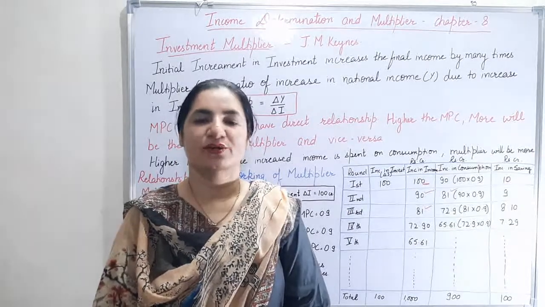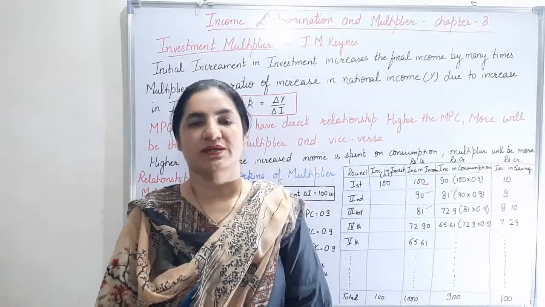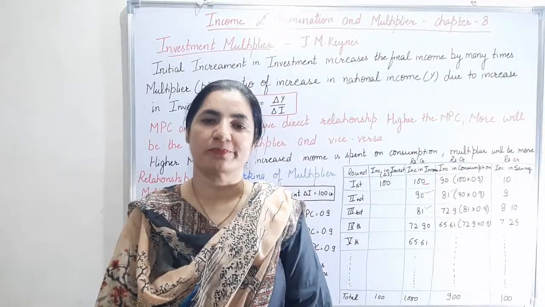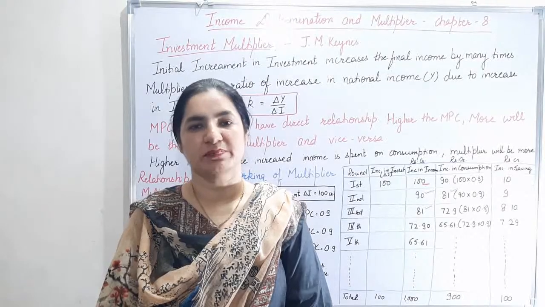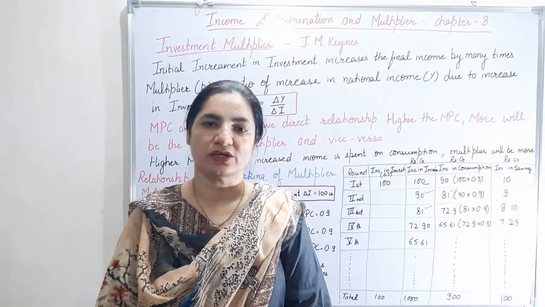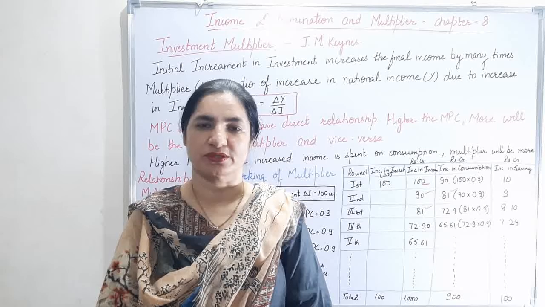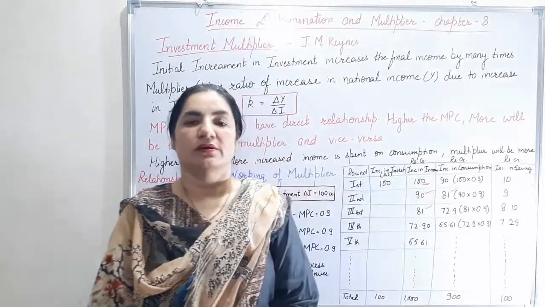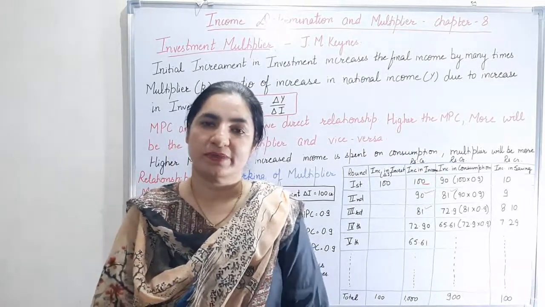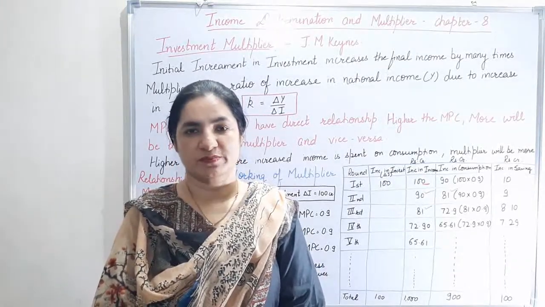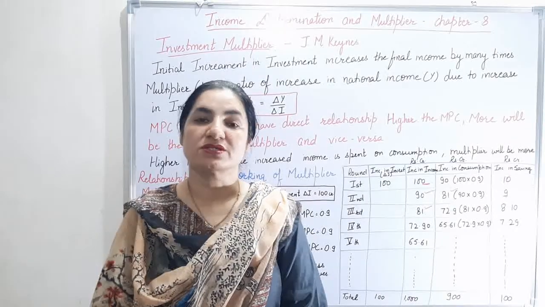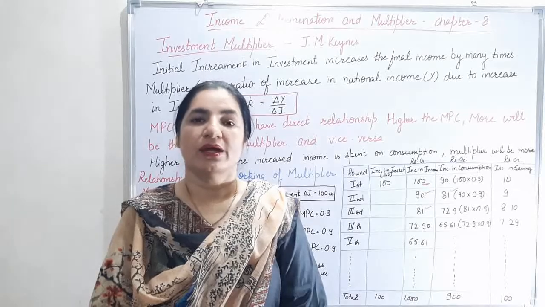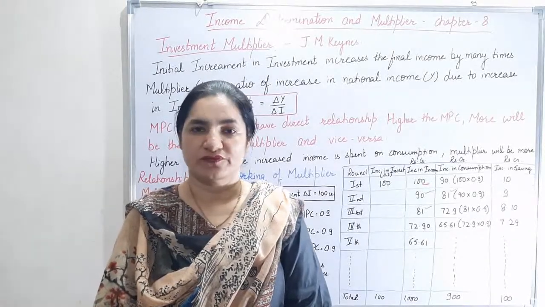Hello students, today I am going to explain to you the concept of investment multiplier, which is part of the chapter Income Determination and Multiplier, that is chapter 8 of the CBSE class 12 portion. In my previous video, I explained the aggregate demand, aggregate supply approach and the saving and investment approach, which are the two approaches to arrive at the equilibrium in national income. Today I am explaining the next part of this chapter.